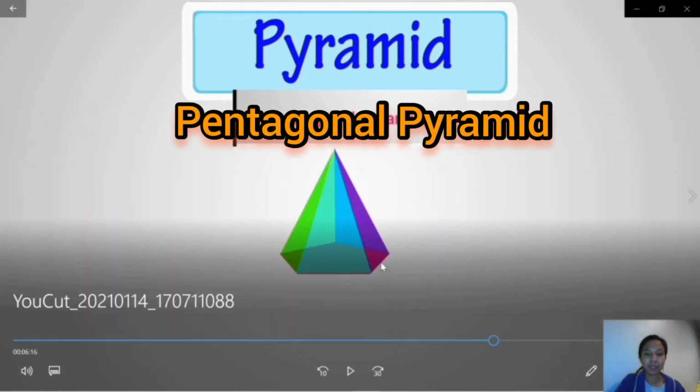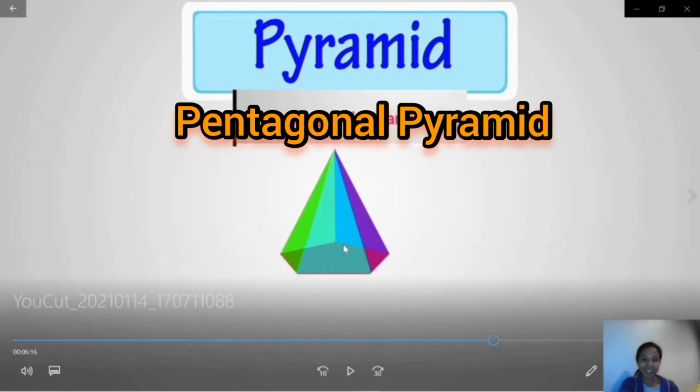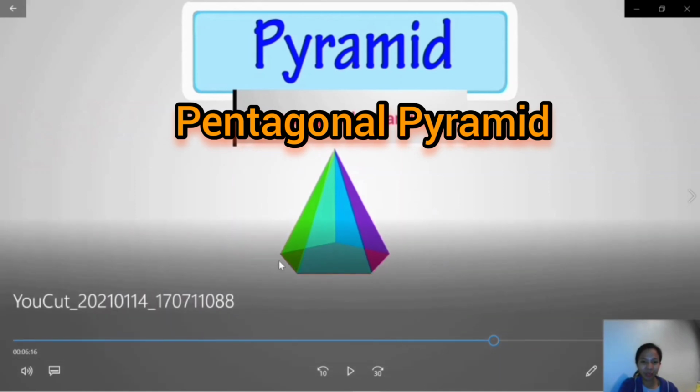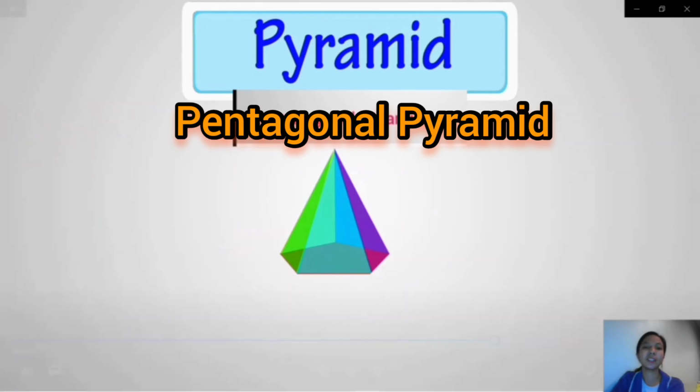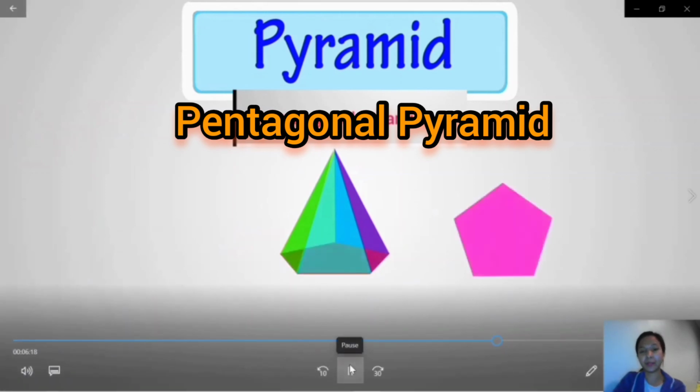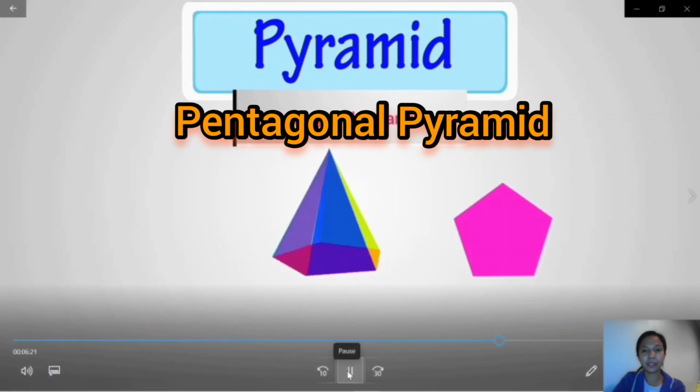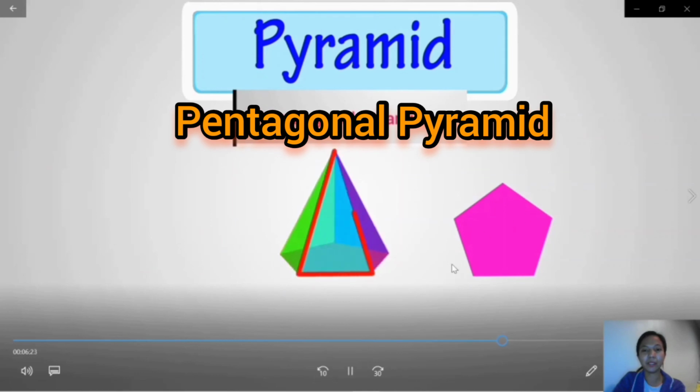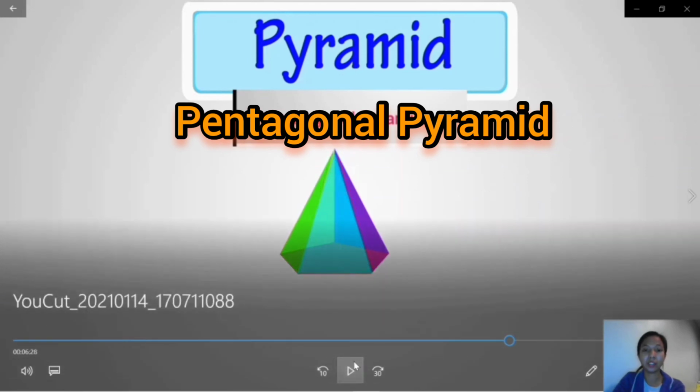Pentagonal pyramid, because the base, what is the shape of the base? It's a pentagon, alright? 1, 2, 3, 4, 5. 5 sides, so it's a pentagon. And then it has only one base, so it's a pyramid. Okay. And the rest of the other faces are triangle in shape.